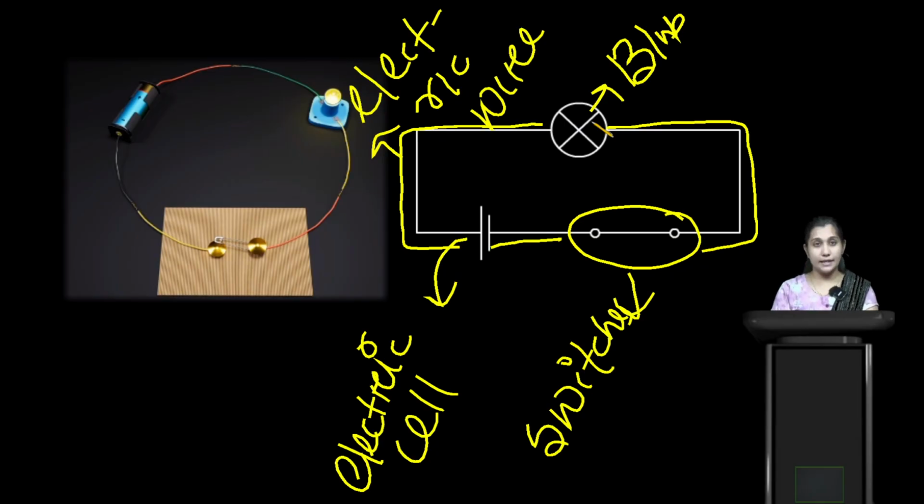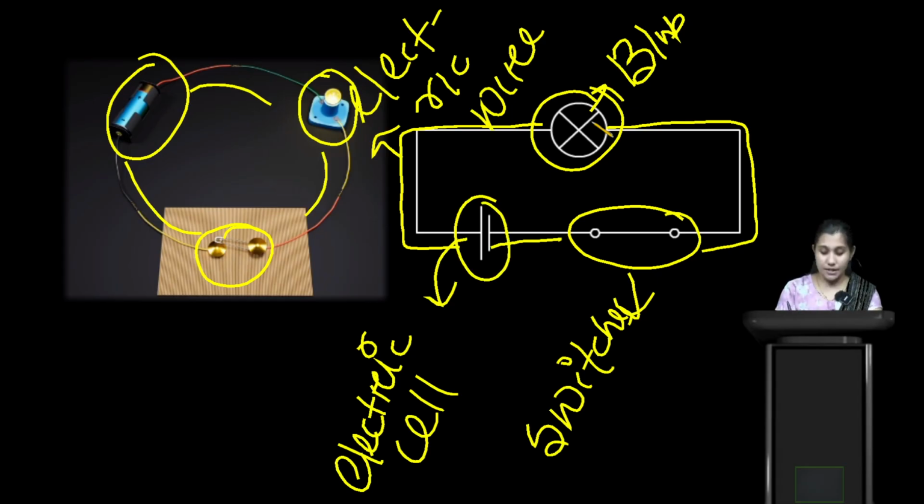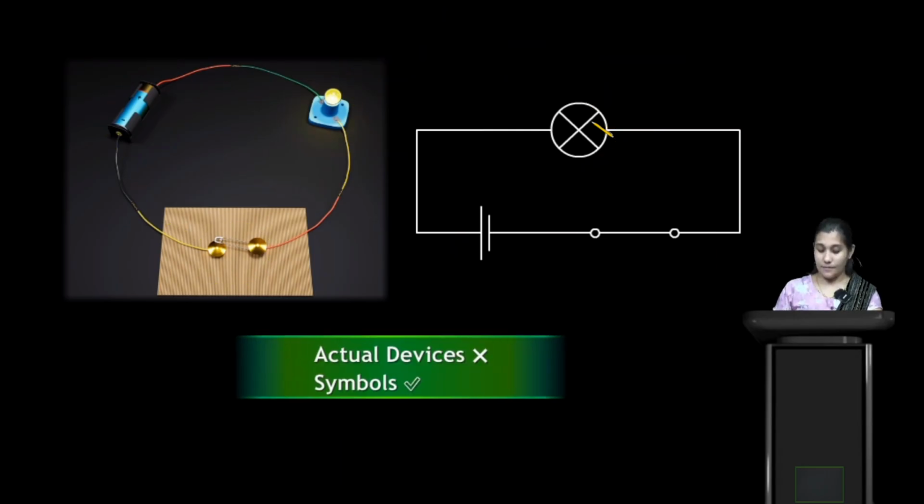So in this circuit, what can we see? This one is the electric cell, this one is the bulb, and these are the switches. And all these are electric wires. So in our notebook also we will draw the circuit like this. We will represent the bulb like this, the electric cell like this, and the switches like this. So like this we will prepare an electric circuit diagram.